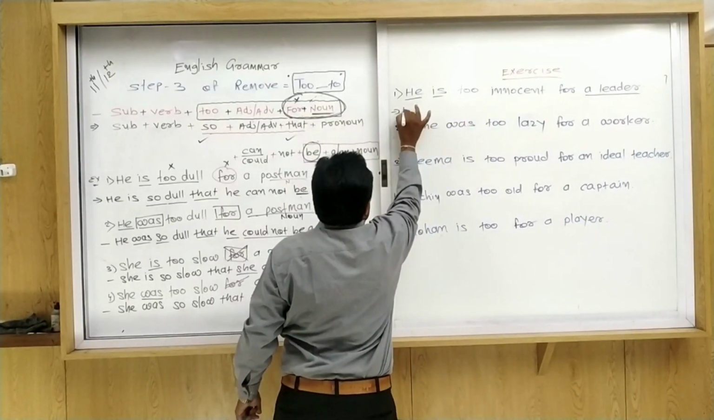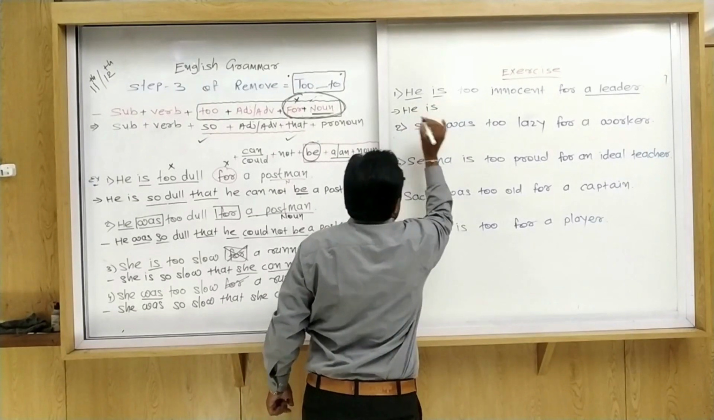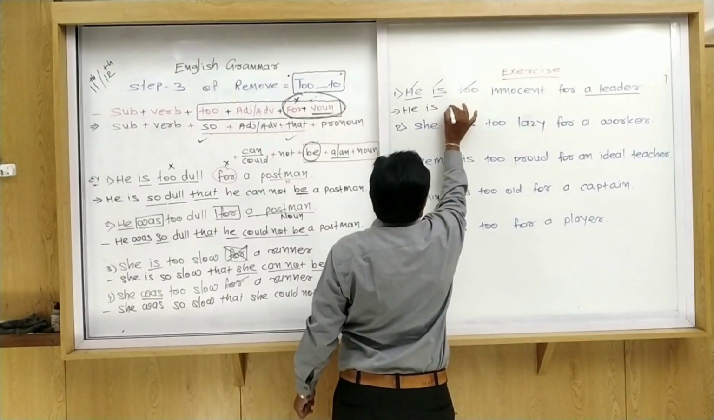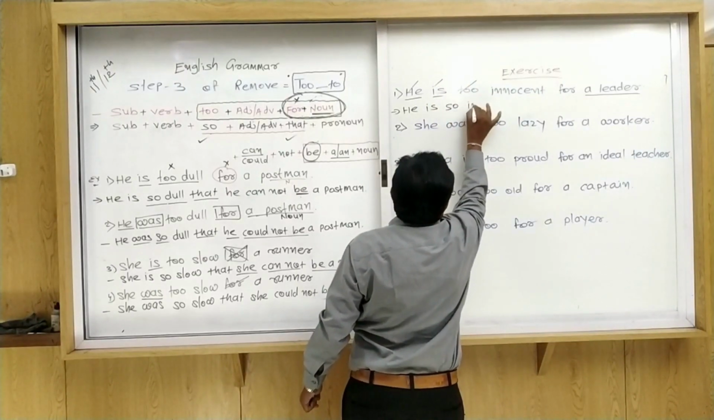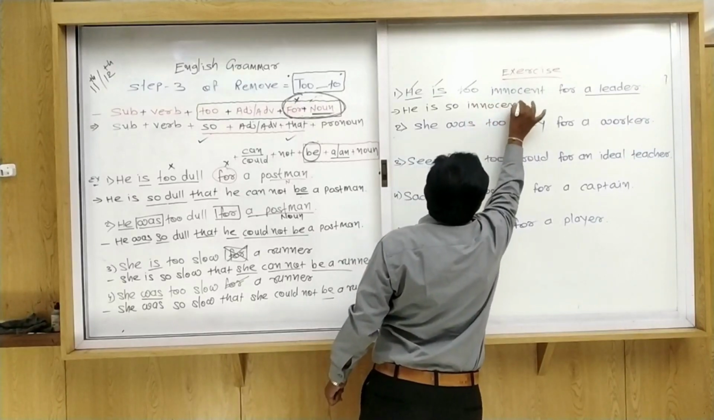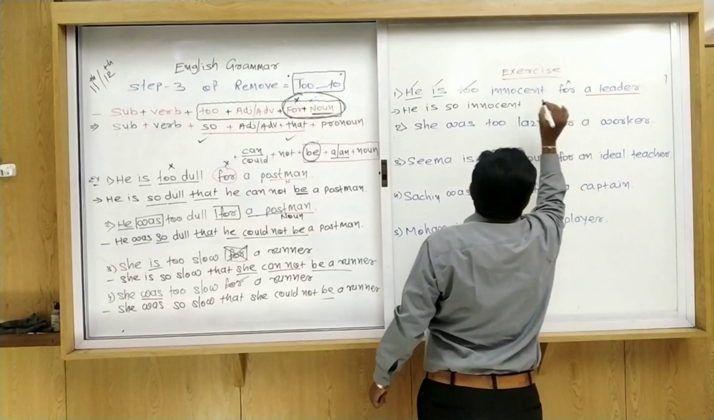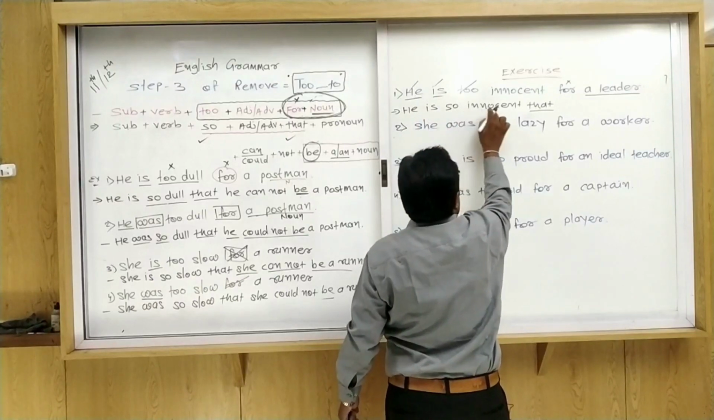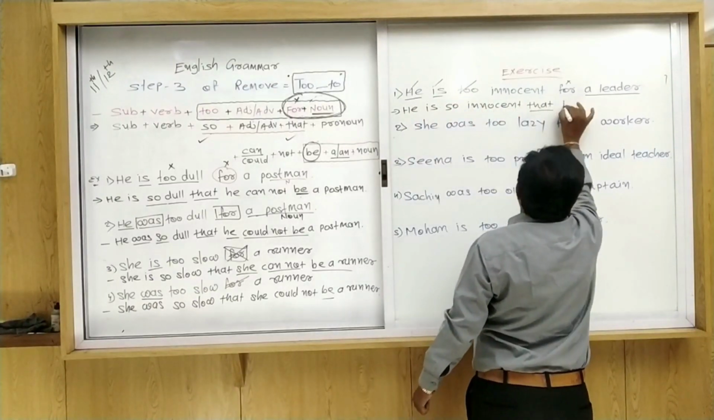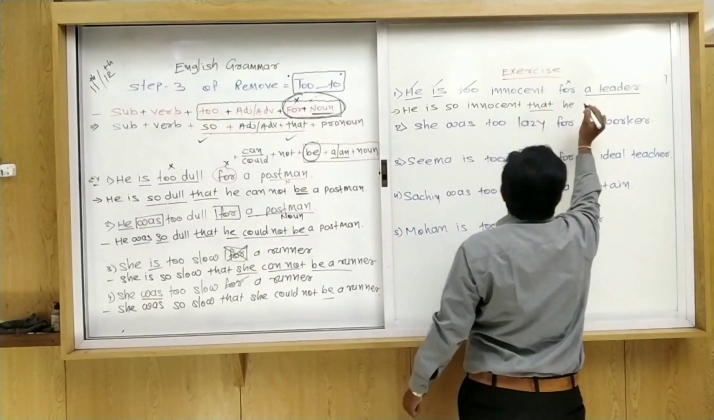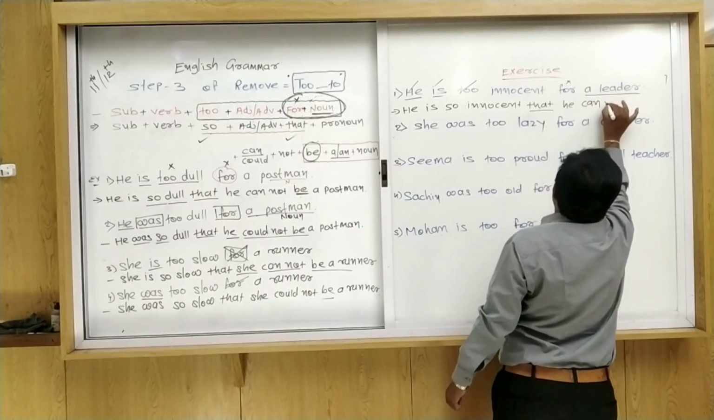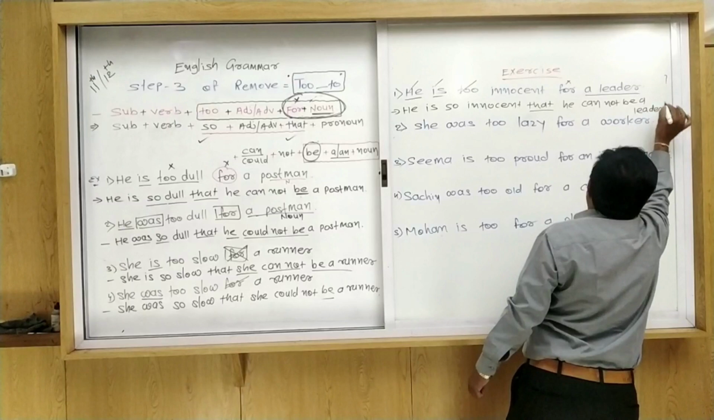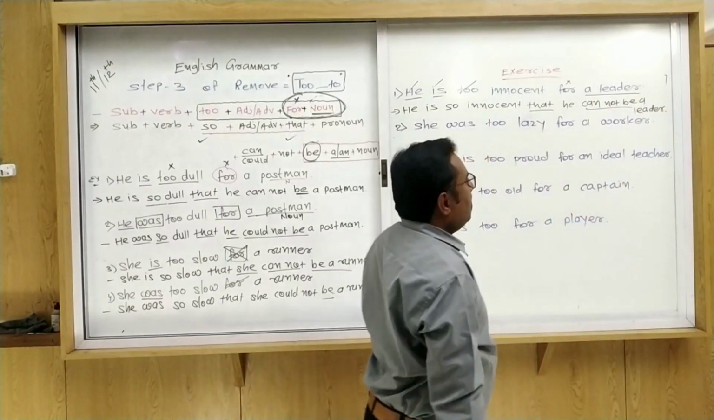So what is the answer? He is, first of all he, then is, remove to and use so, adjective innocent. After that, for is removed and that is used as a conjunction. He is so innocent that he, what do I write here, can or could? Cannot be a leader.